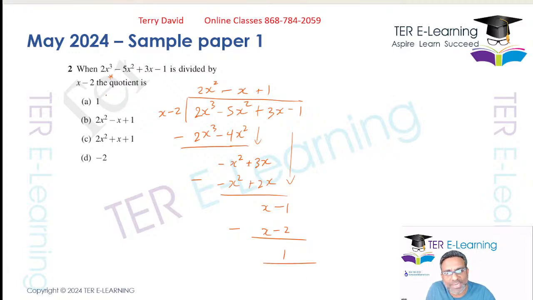Some students might be tempted to rush and put 1 as the answer after you do all that hard work, but the quotient is what is up here. That's what they want, right? So this is 2x squared minus x plus 1, so the answer is going to be B in this case here, right?